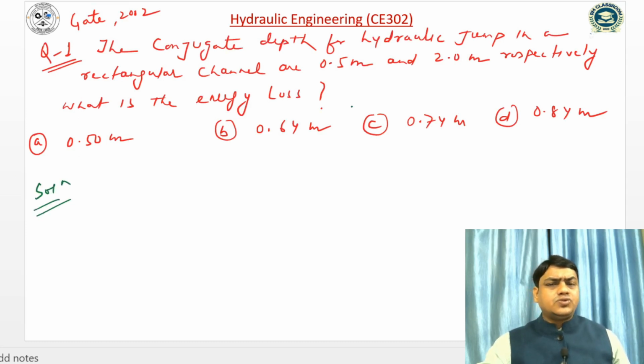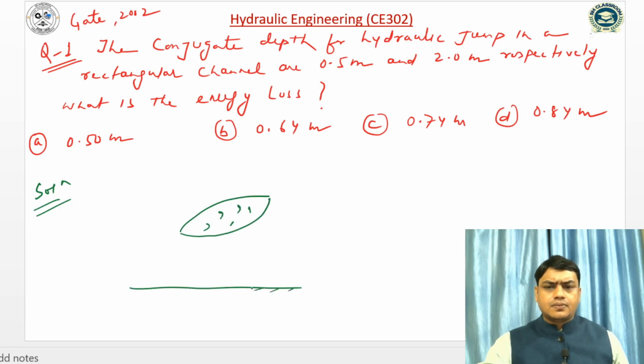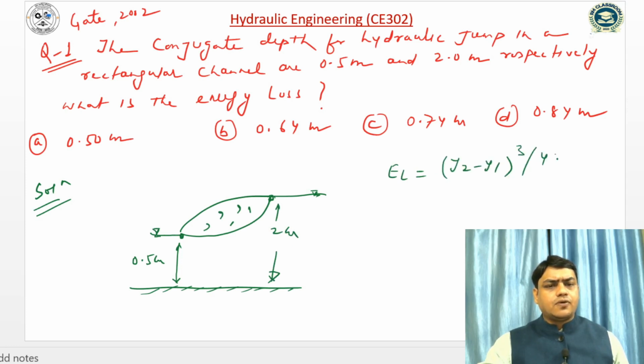So the first problem is, the conjugate depths for a hydraulic jump in a rectangular channel are 0.5 and 2 meter. So we can see, this is the beginning of the jump and the end of the jump. So this depth is given, that is 0.5 meter, and this depth is 2 meter. So energy loss can be computed. Energy loss is equal to (y2 minus y1) whole cube divided by 4 y1 y2. So we can find 2 minus 0.5, so it will be 1.5 whole cube divided by 4 into y1 y2, so it will be 0.5 into 2.